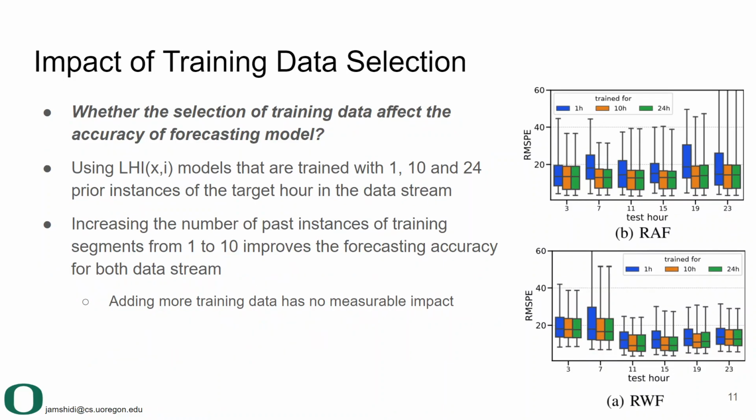The next question that we answer is whether the selection of training data affects the accuracy of the forecasting model. We leverage the LHI models to answer this question, which are trained with 1, 10, and 24 prior instances of the target hour in the data stream. Here we realize that increasing the number of past instances from 1 to 10 instances improved the accuracy of our models. However, beyond 10 instances, we again have no measurable impact.